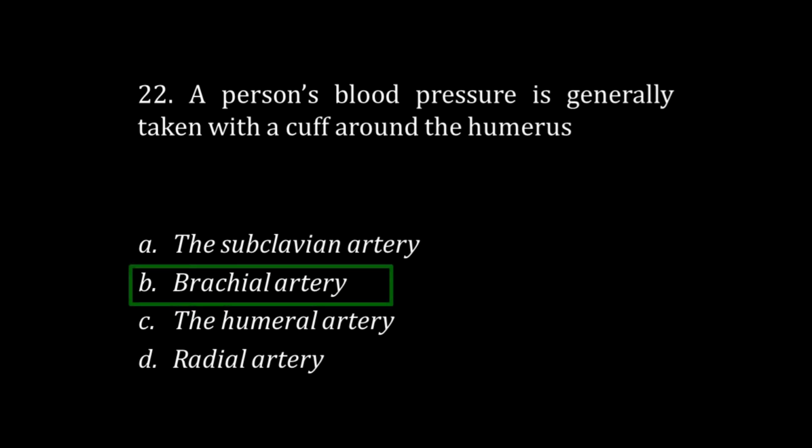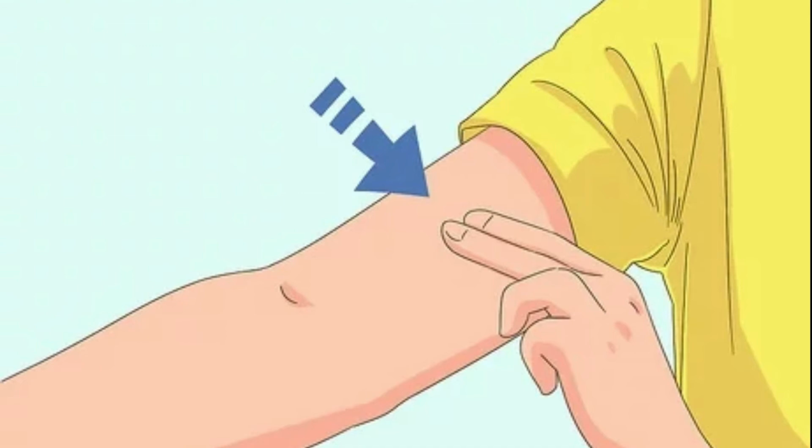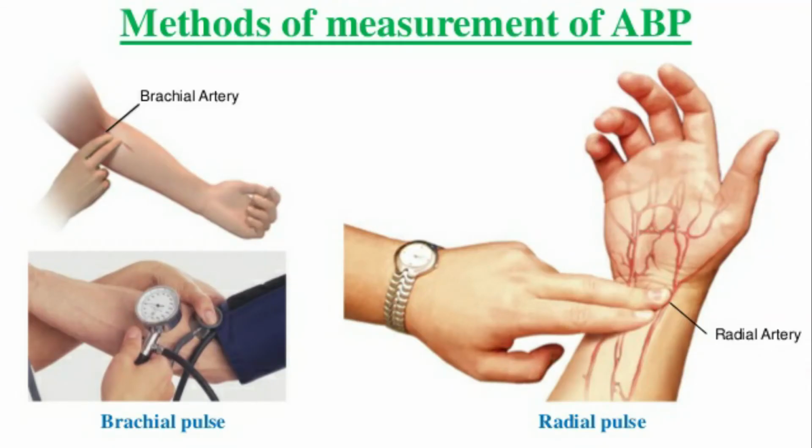letter B. Brachial artery. The brachial artery is a major blood vessel located in the upper arm and is the main supplier of blood to the arm and hand. The brachial artery continues from the axillary artery at the shoulder and travels down the underside of the arm.